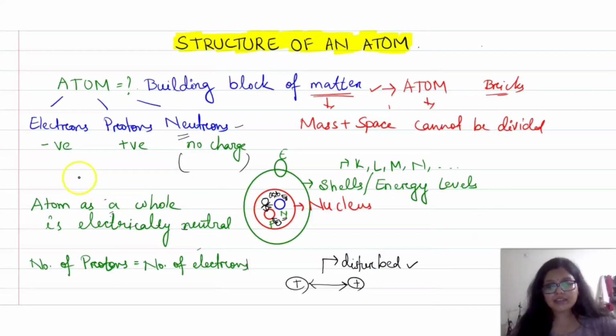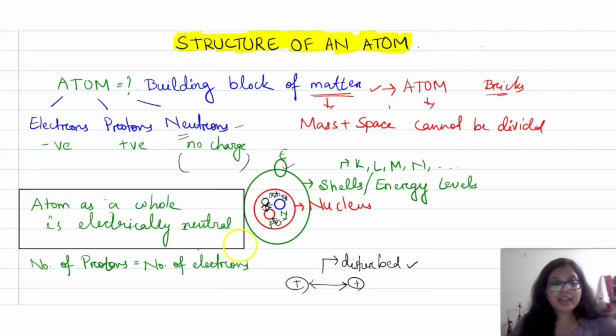Since your electrons are negatively charged, they are placed outside your nucleus. That is how the balance is maintained, and that is how the structure is not disturbed. Clear? This is the whole meaning of the sentence that the atom as a whole is electrically neutral. The number of protons is equal to the number of electrons, and the neutrons play a very significant role in maintaining this balance. And this is how the structure of an atom looks.